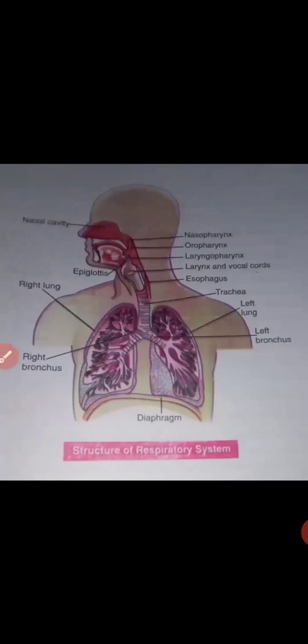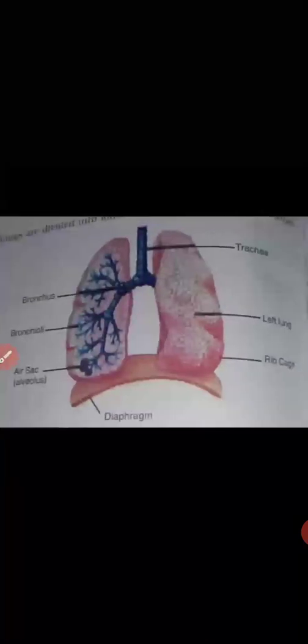Second one is intercostal muscle. The intercostal muscle is situated between the ribs, which can lift the ribs upward and downward. So these are the two types of the muscles. Now we will come to the process of breathing. The process of breathing is a twofold process: inhaling and exhaling.